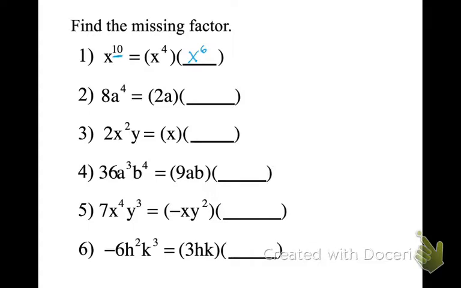So on number 2, 2 times what equals 8? 2 times 4. And a to the 4th times a, what would I need to multiply by to get a to the 4th? I would have to get an a to the 3rd. So 4a to the 3rd is the missing factor. Pause the recording and try the next on your own.